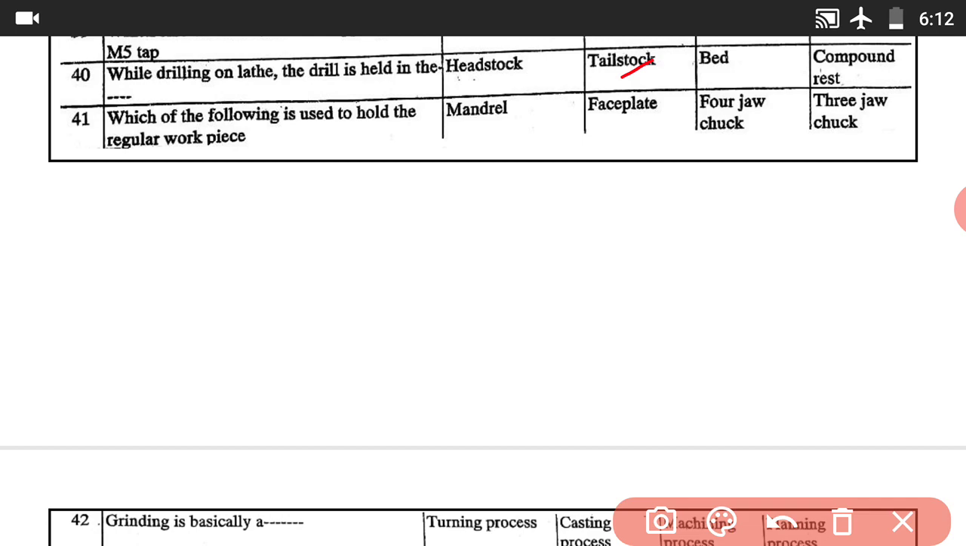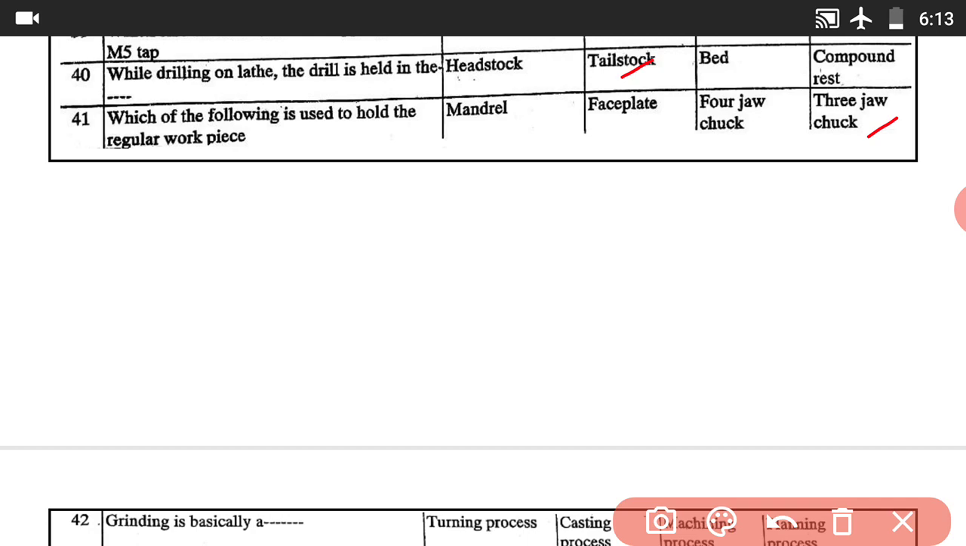Question number 41. Which of the following is used to hold the regular workpiece? The answer is the four jaw chuck. Option D is the correct answer.